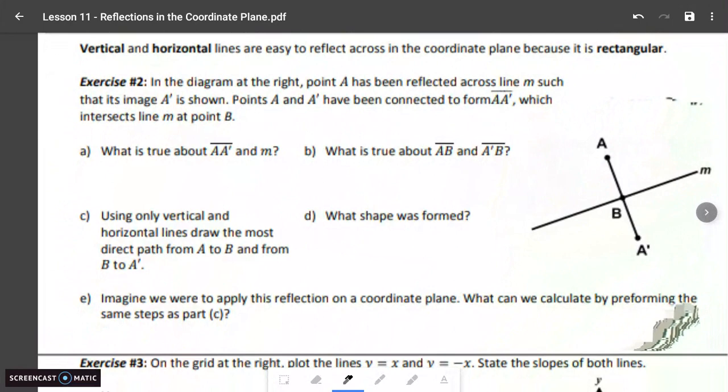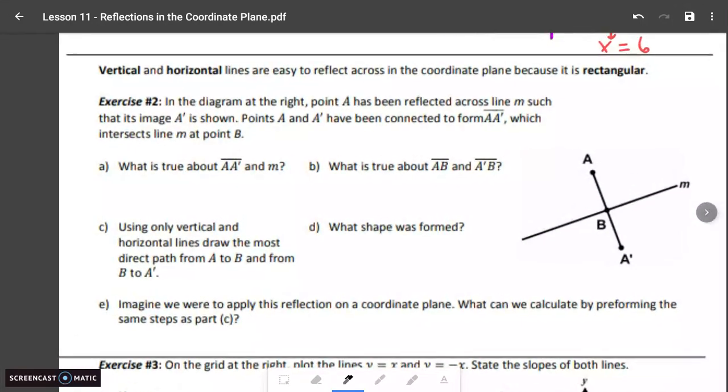If I was looking at this diagram where point A has been reflected over the line M such that its image A prime is shown, points A and A prime have been connected to form segment AA prime, which intersects the line M at point B. So what is true about AA prime and M? So let's first think about what we know about a reflection.